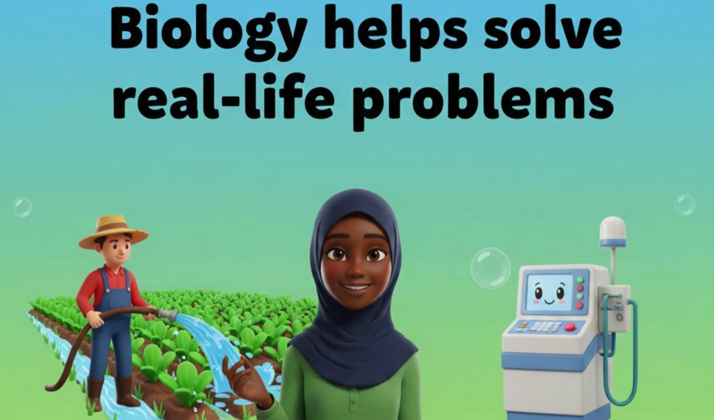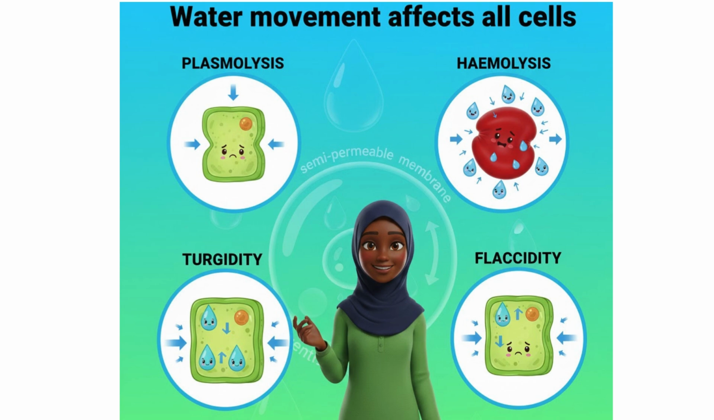These processes show how important water balance is to living organisms. Farmers use this knowledge to manage irrigation and protect crops, while doctors apply it in medical treatments such as dialysis. In conclusion, plasmolysis, hemolysis, turgidity, and flaccidity are all results of water movement across cell membranes. Understanding these concepts helps us explain everyday events in plants, animals, and human health.